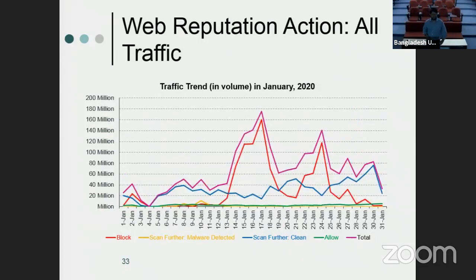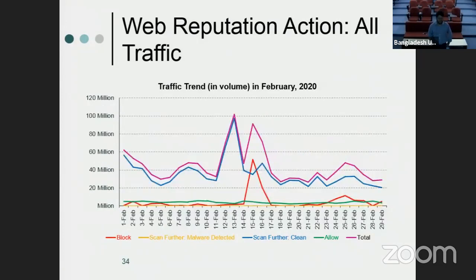So this is in January. In January as well, we had 2 major attacks, in mid-January and also in the 4th week of January. In February, we see one attack in the middle, I think on the 15th. Another interesting thing here is that on the 12th or 13th of February there is a spike, but it was not actually detected as an attack, because most of that traffic was deemed clean after it was scanned. So that is something new that we have seen in this month.